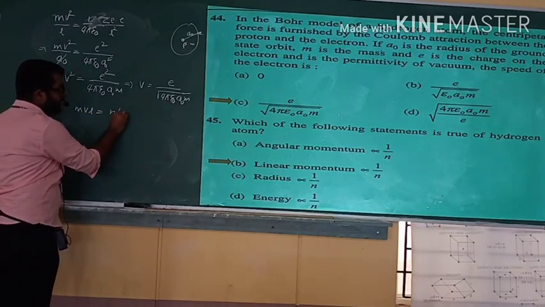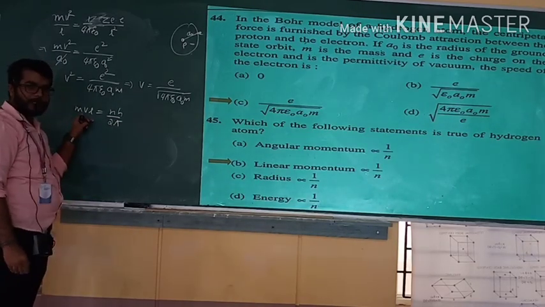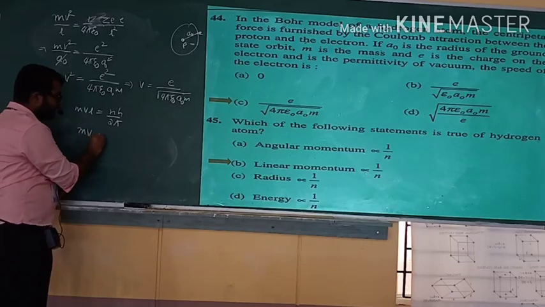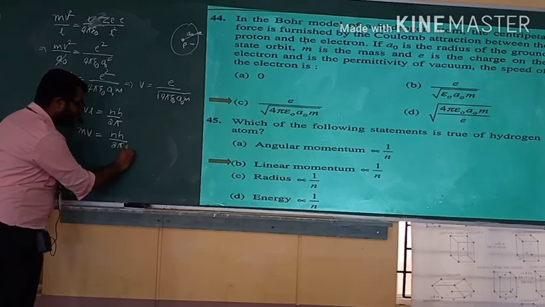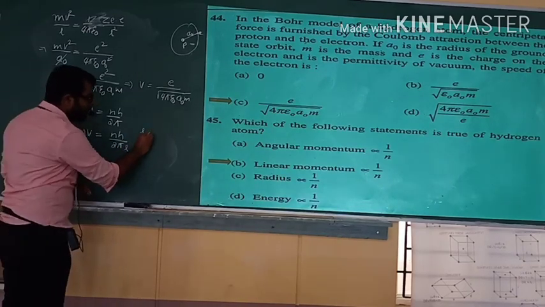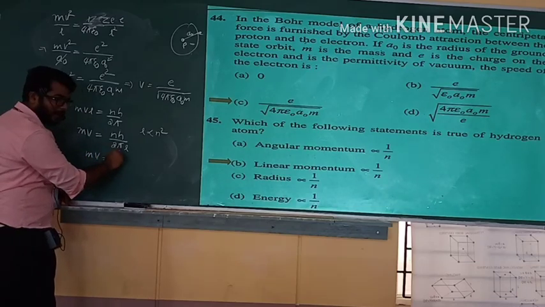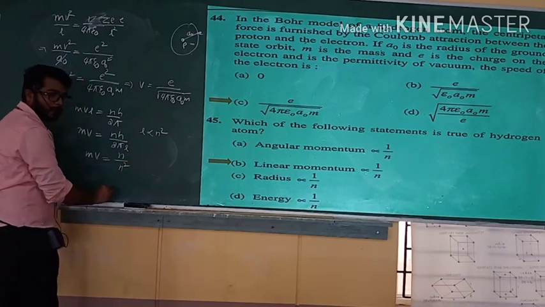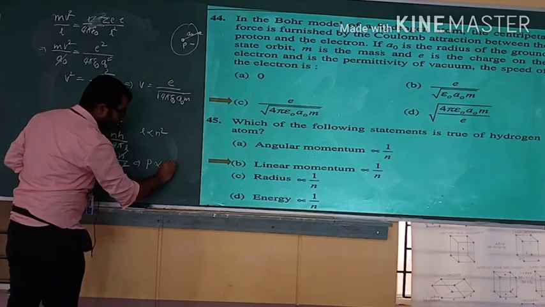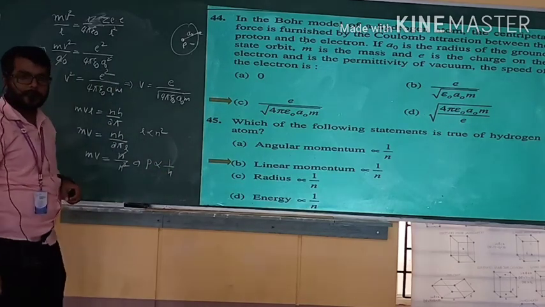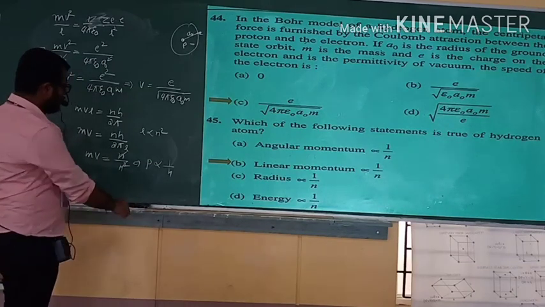We know that mvr is equal to nh divided by 2 pi. Linear momentum is the product of mass and velocity, that is m into v is equal to nh divided by 2 pi r. Taking this r to the other side, with r proportional to n square, we get m into v is equal to, keeping all the constants aside, n divided by n square. One n cancels. This implies linear momentum is proportional to 1 divided by n. Okay, so the answer is that linear momentum is proportional to 1 divided by n.